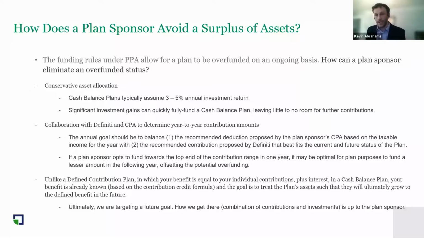Or we might say, well, this plan is nearing termination. We might want to limit what we're putting into the plan this year so we don't get into an overfunded situation. So, like I said, ultimately, we're targeting a future goal. The idea is that the assets we're shooting for are made up of deposits and returns. How we get there is basically a balance between all parties, and making sure that we're all on the same page of how we're going to get there.